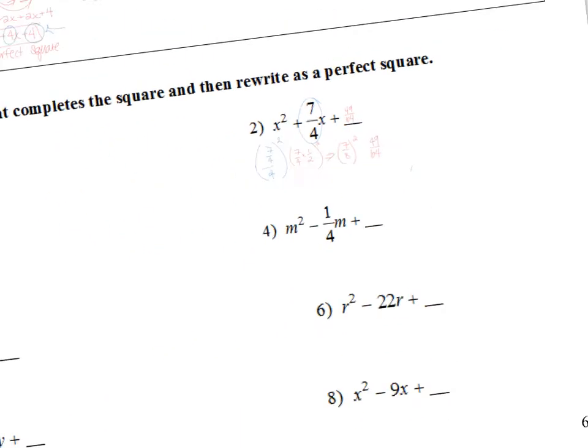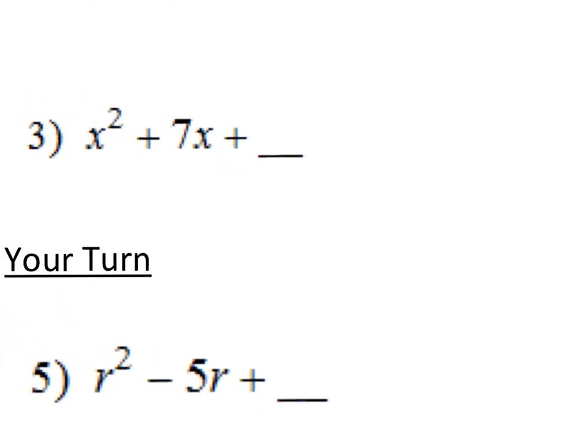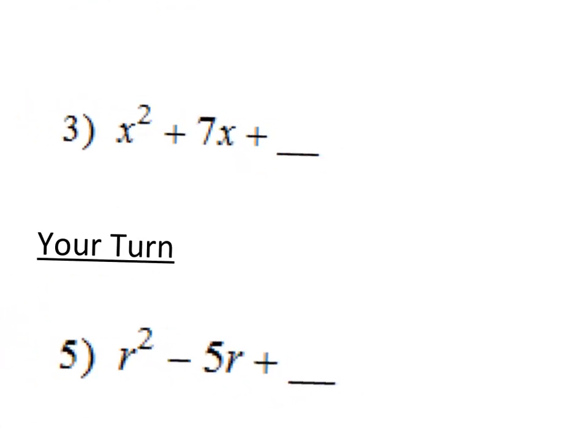Now let's move on to, say, number 3. My b value is 7, so I would have (7 over 2) squared. Well, that's 49 over 4. That would be my answer. It's just 49 over 4.